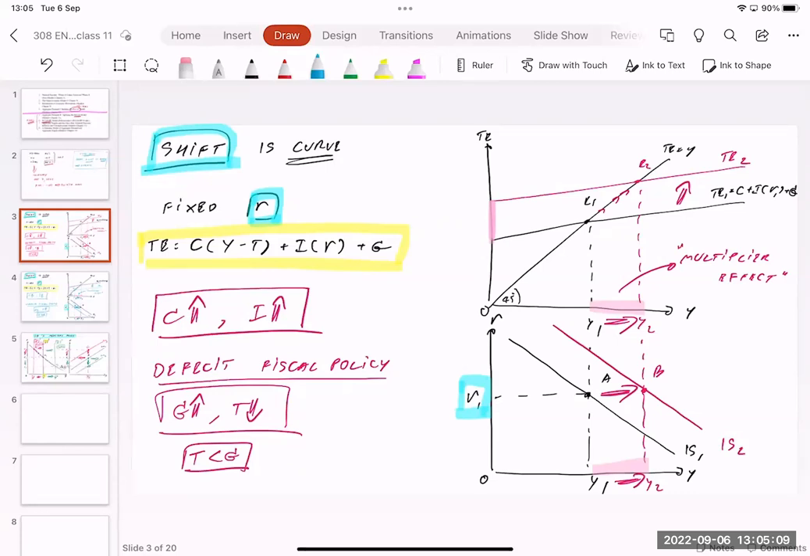On the upper graph, we have the graph that represents the output market. We call it the Keynesian cross. We have the 45-degree line, which shows the equilibrium in the output market. You have TE, which stands for total expenditure. Total expenditure comes from consumption, investment, and government spending.